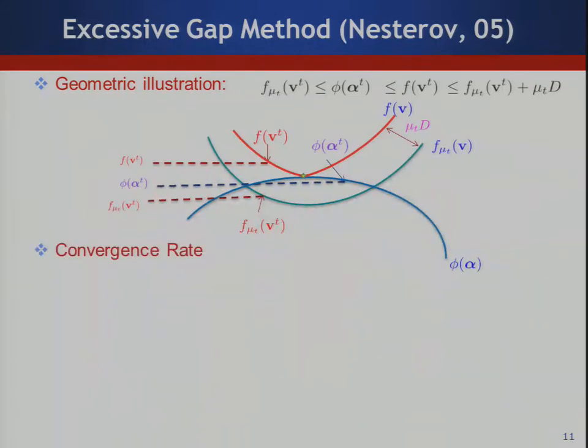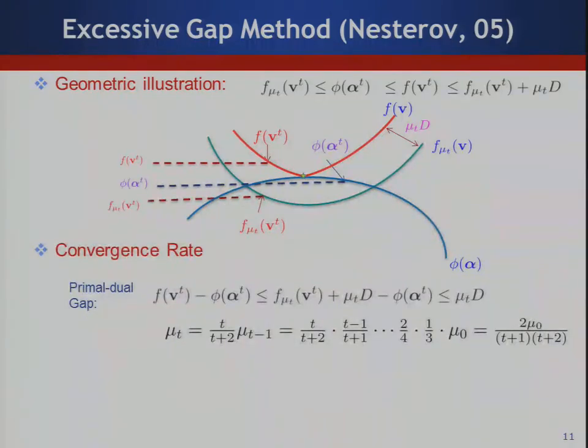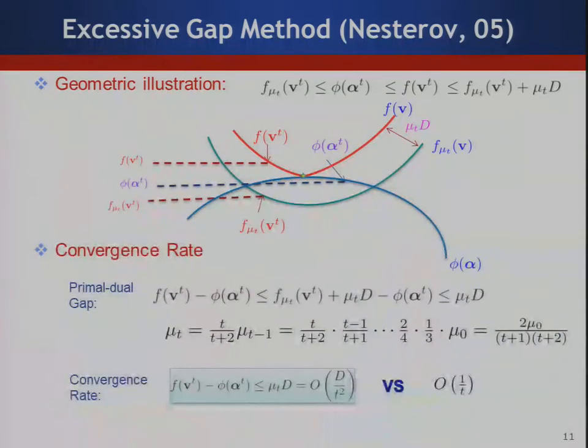The convergence rate here is very simple. You can get the convergence rate of the primal-dual gap, F V_t minus phi alpha t. Basically you substitute this one here, minus phi alpha t, and this will be upper bounded by this mu t D. According to the Nesterov paper, mu t is set to be t over t plus 2 times mu t minus 1. Expand this and you'll get 1 over t squared. So the convergence rate is approximately D over t squared, which is much faster than the original projected subgradient descent, which is 1 over t. And the per-iteration complexity in our problem is very simple: it's just the sum over the number of groups.